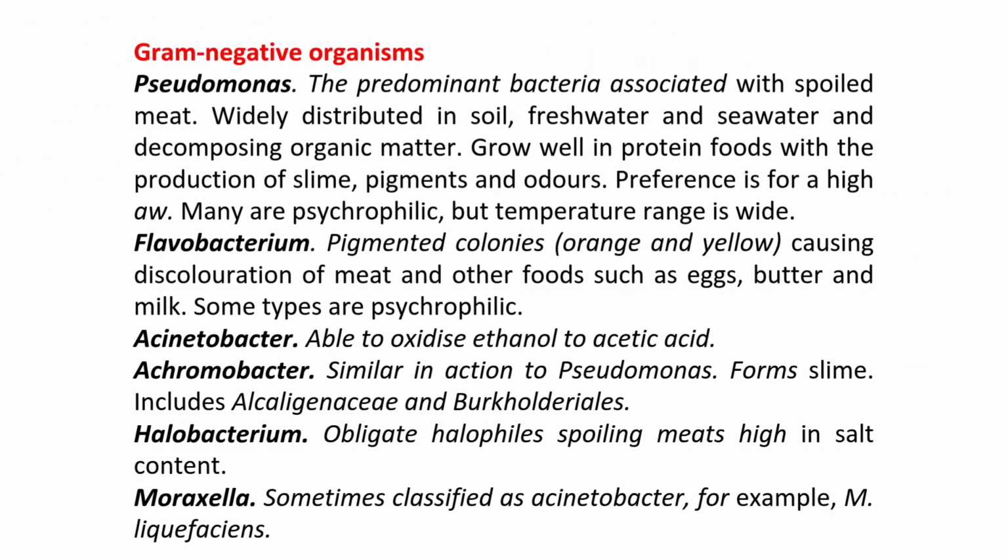Now for the gram-negative organisms. Pseudomonas are the predominant bacteria in spoiled meat. They are widely distributed and grow well in protein foods, producing slime, pigments, and odors. Flavobacterium produce pigmented colonies that cause discoloration. Acinetobacter can oxidize ethanol to acetic acid. Achromobacter are similar to Pseudomonas and also form slime. Halobacterium are salt-loving and spoil high-salt meats. Moraxella are sometimes classified with Acinetobacter.